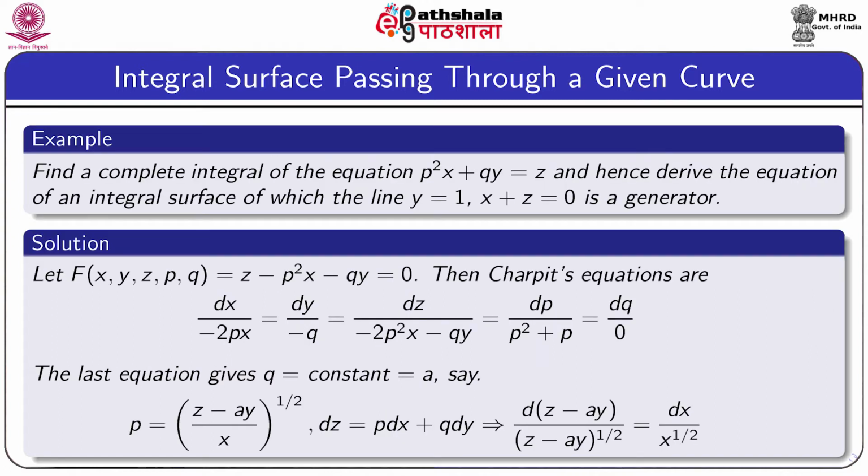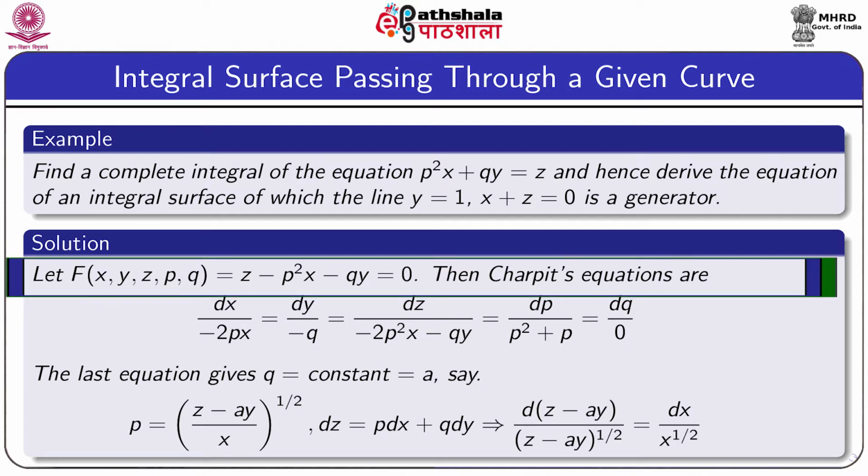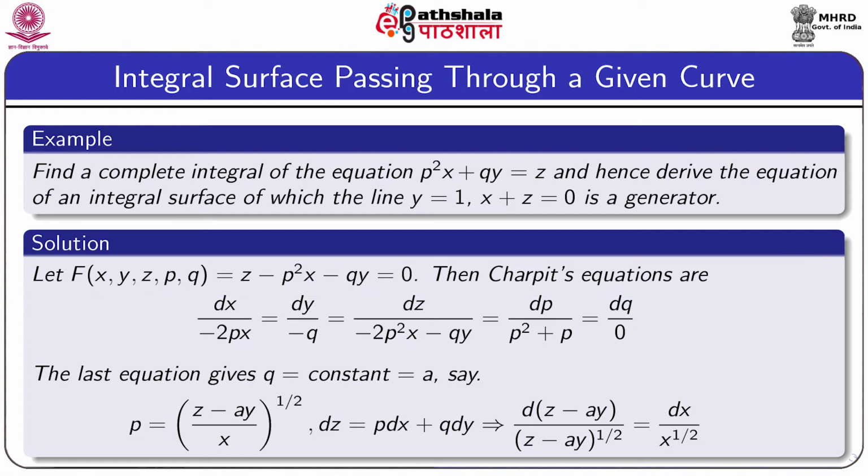Now, we shall explain the previous method taking this example. We have to find the complete integral of the equation p squared x plus q y equals z, and we have to find the integral surface which passes through the curve, which in this case is a line: y equals 1, x plus z equals 0. So, our given equation is capital F equals z minus p squared x minus q y equals 0.